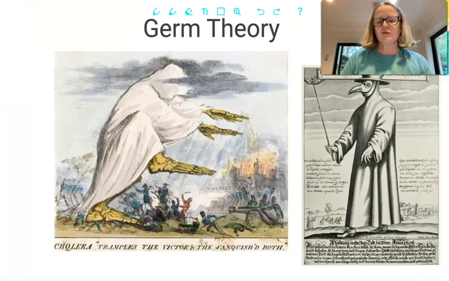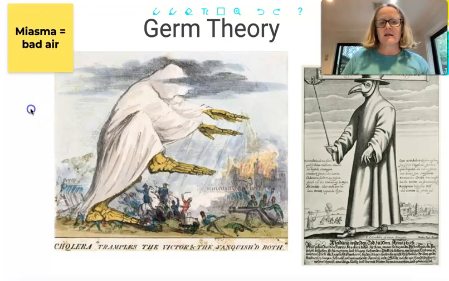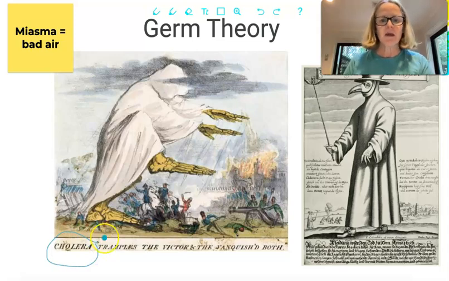So if we think about germ theory, it came from somewhere. And what we're seeing in these images are what's called miasma. So this was an idea that disease came from bad air. And in this first picture here, you have the disease cholera being depicted in a cartoon in a newspaper.